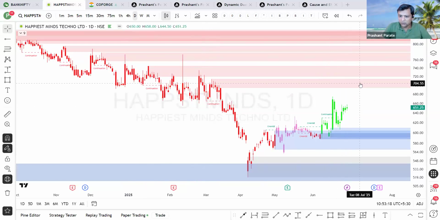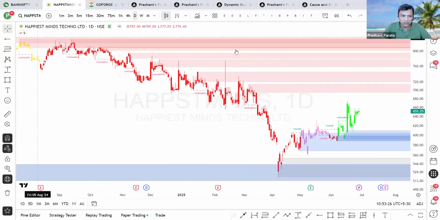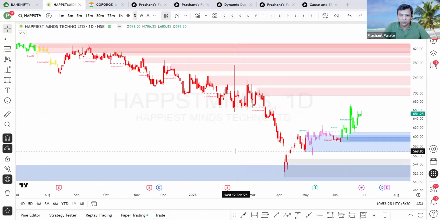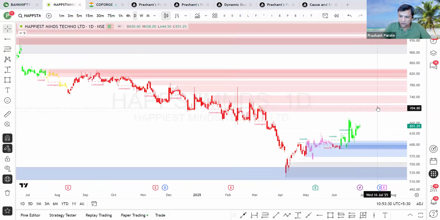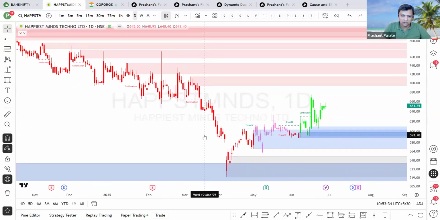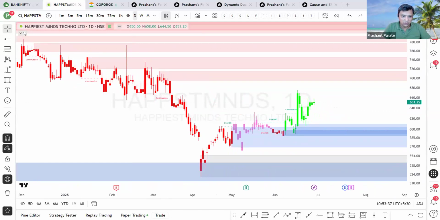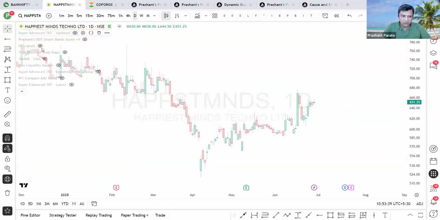What may happen, price may go up to here, may penetrate, come down slightly, and again next time will penetrate through all of these and go beyond this resistance. So it may go up above 840, up to this, down, and then momentum may start upwards. That is a possible thing in Happiest Minds. This is based on just TRT.